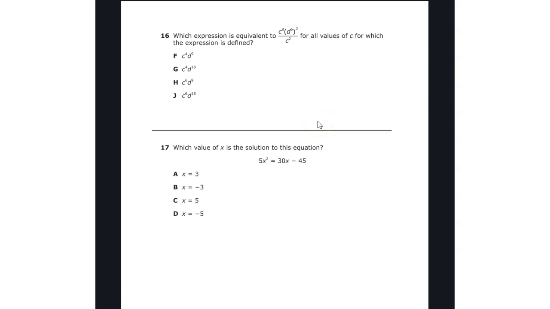Number 16, which expression is equivalent to c to the power of 8, d to the power of 6 cubed, for all values of c for which the expression is defined. All right, so let's simply do this. Whenever you have an exponent, you multiply, so this is going to be c to the power of 8, d to the power of 18, divided by c squared. So this is going to be c to the power of 8 minus 2, d to the power of 18. So c to the power of 6, d to the power of 18. Got that right there?